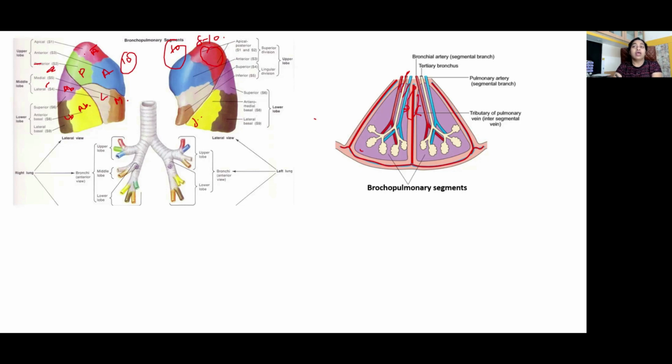And the apical segment of the lower lobe and the posterior segment of the upper lobe are common sites for lung abscess, okay?